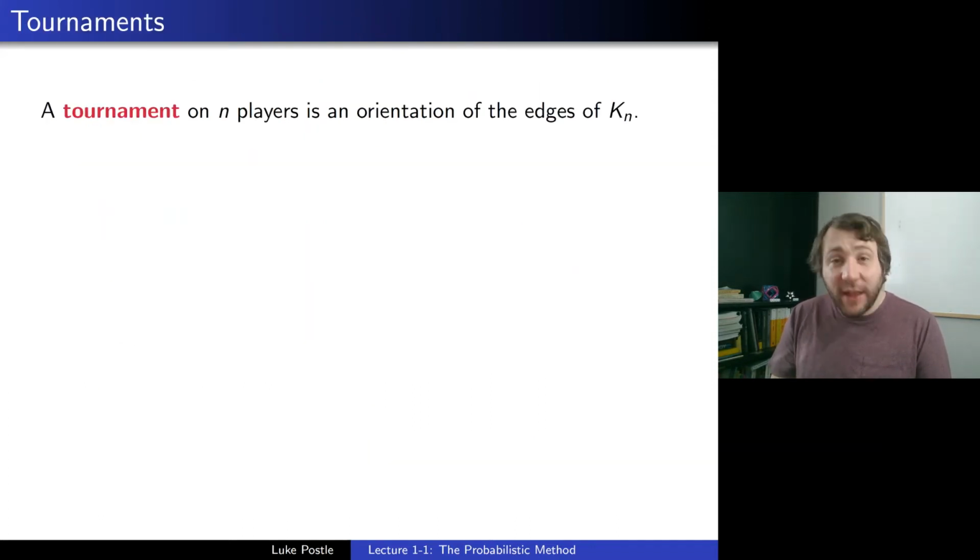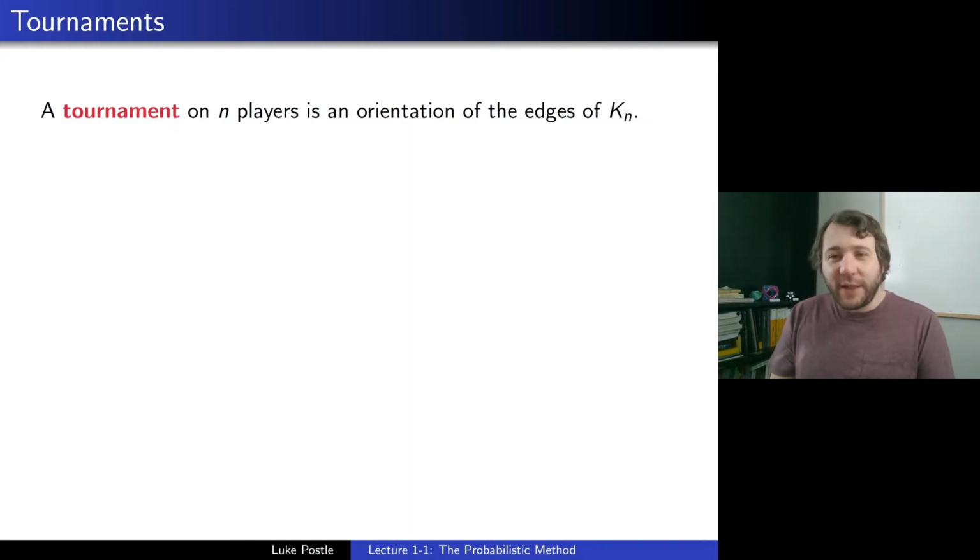We'll move on to the next one, which is on tournaments. A tournament on n players is an orientation of the edges of K_n. So what does that mean? Well, it's really just oriented complete graphs. Why it's called a tournament historically is because you think of it as n players, and each of them will play a match together, and one will beat the other. So you can think of an arrow as the first player beating the second player in their respective match. And this therefore creates a tournament.